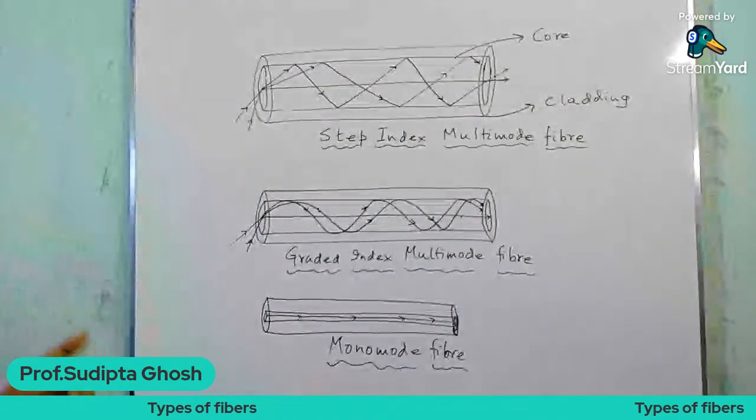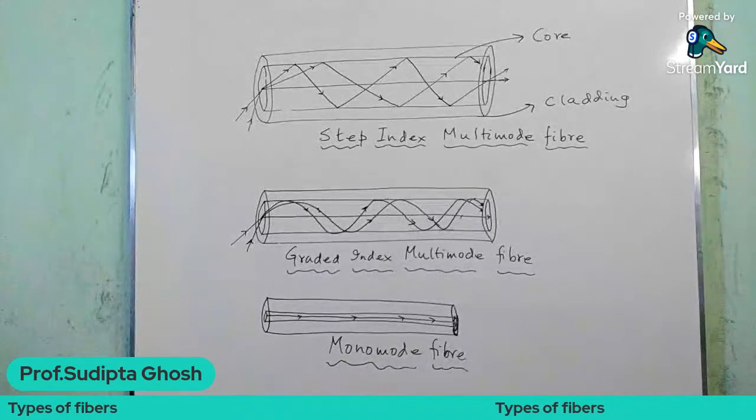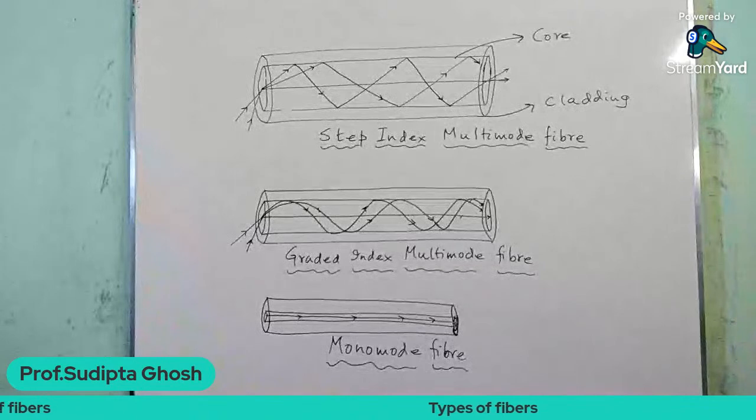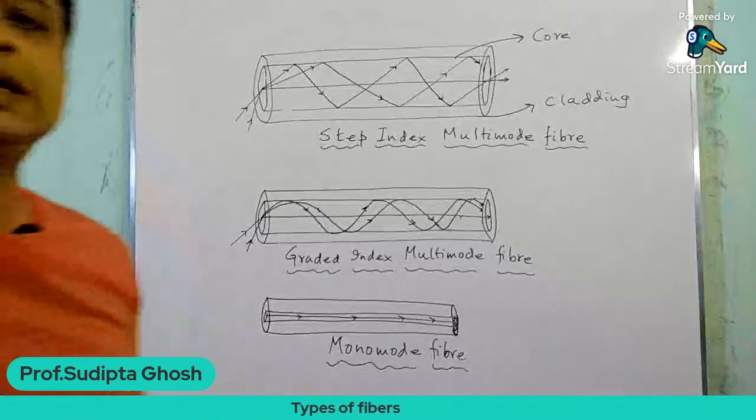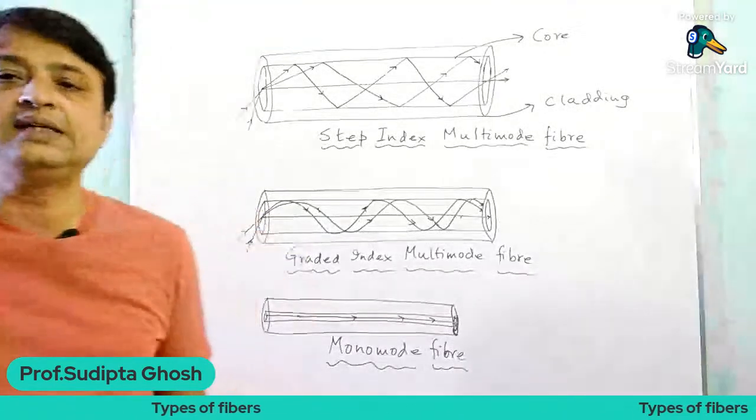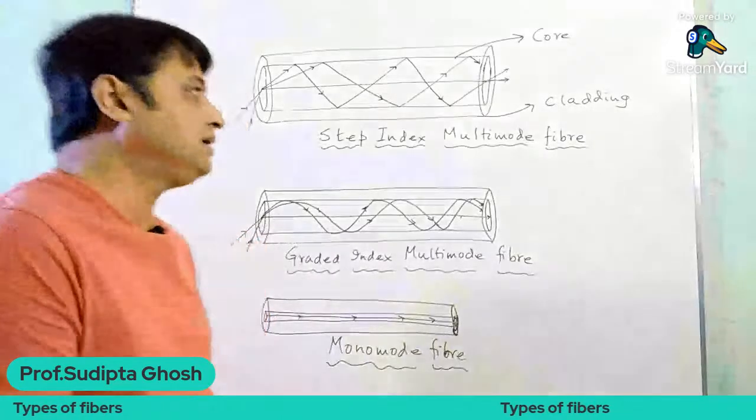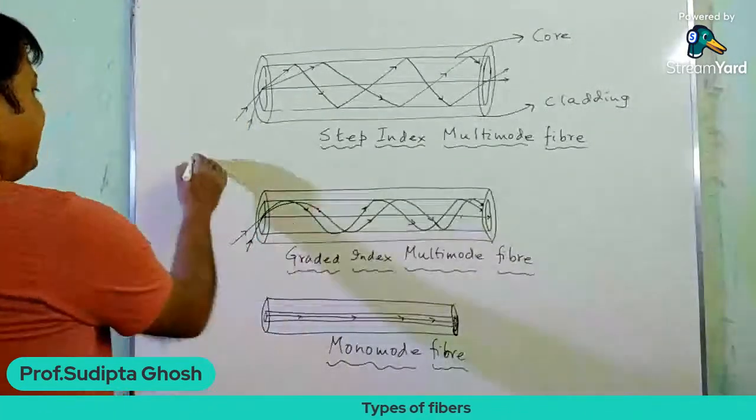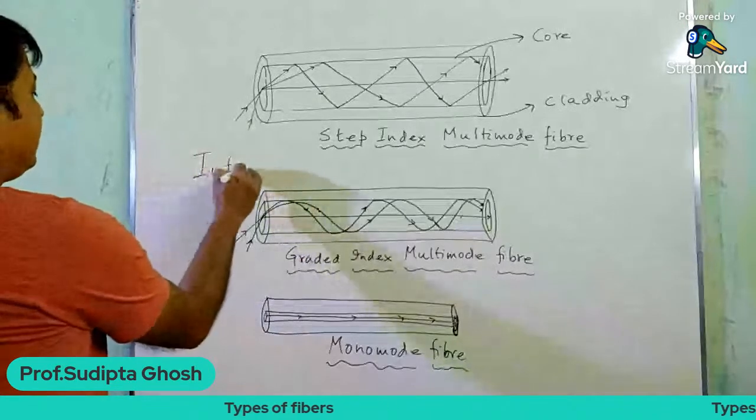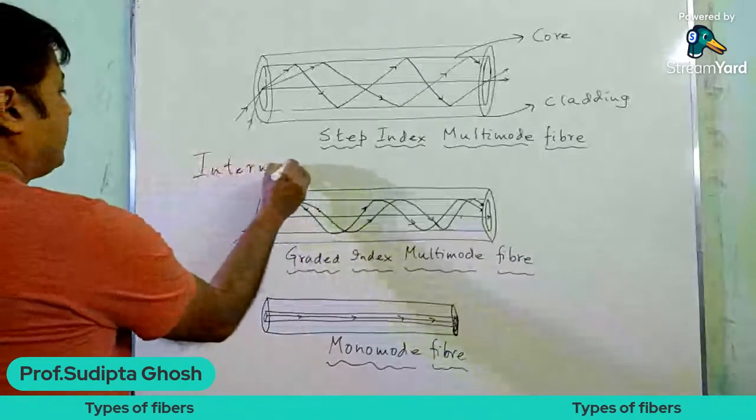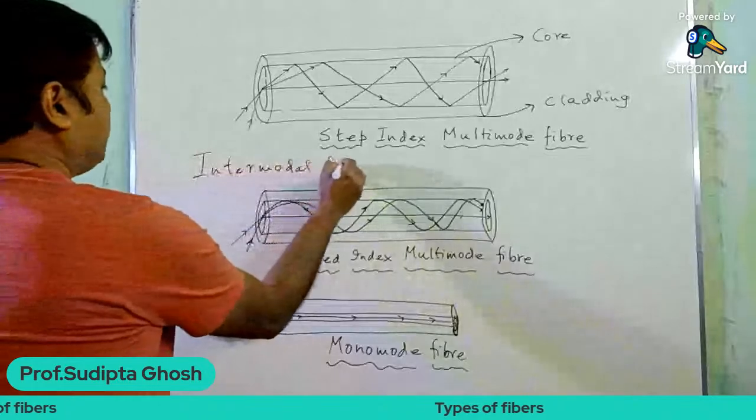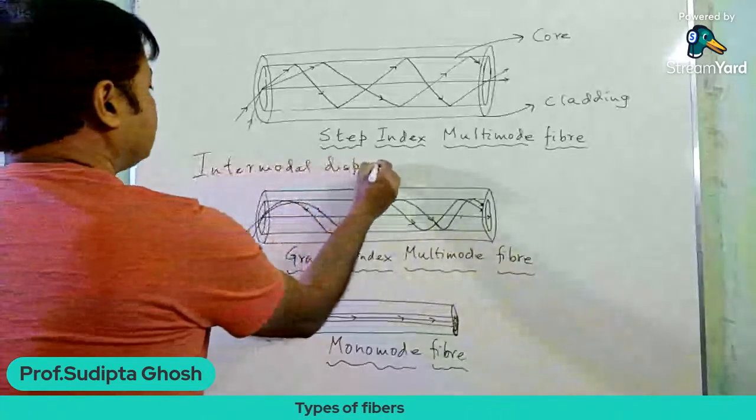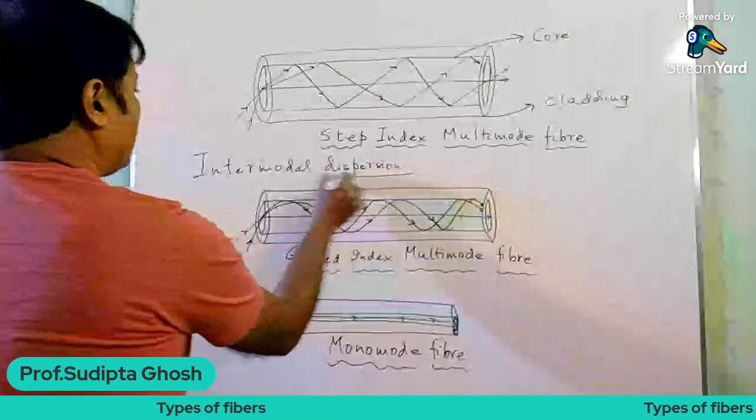As the different rays take different paths to move along the fiber, they take different times to reach the other end of the fiber, and this is known as intermodal dispersion. This is an error which is known as intermodal dispersion. Why does this intermodal dispersion occur?